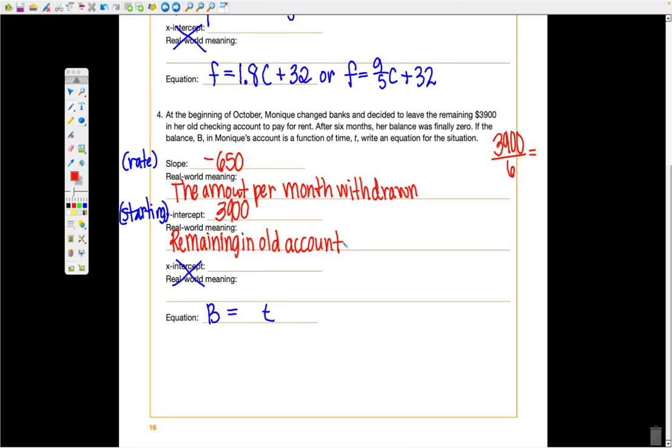And so the equation is balance equals what? I heard somebody say, good job. But you gotta use the letter T and then plus the 3,900 that she left over in the account to start with.